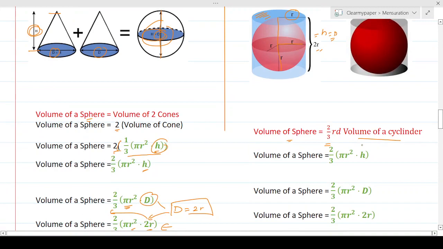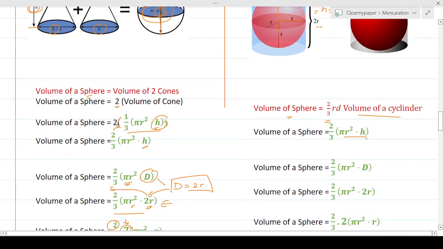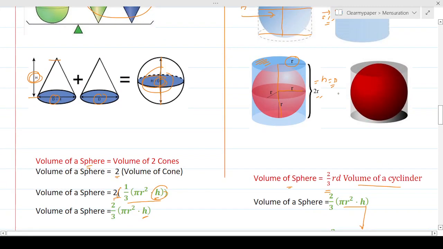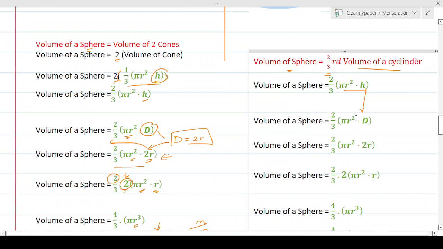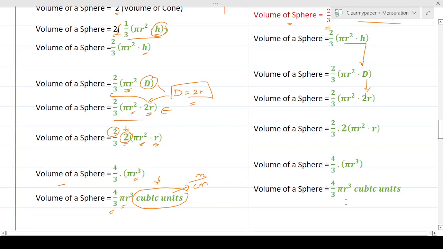And we already know the volume of a cylinder, which is nothing but pi r square h. And again, if you substitute, h of a cylinder is nothing but the diameter of the sphere. That's what we concluded here, or that's what we made as an assumption here, okay? And again, the same thing like I explained on the left side, the diameter you substitute with 2r, and when you make the manipulation, you still end up getting the same equation where you conclude that the volume of a sphere is equal to 4 by 3 pi r cube cubic units.